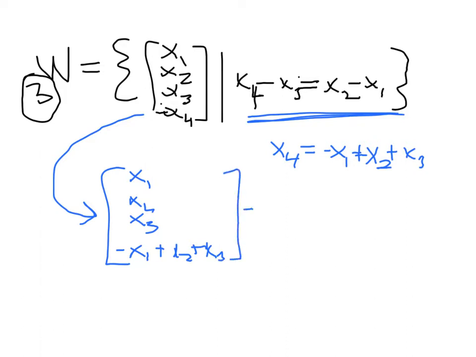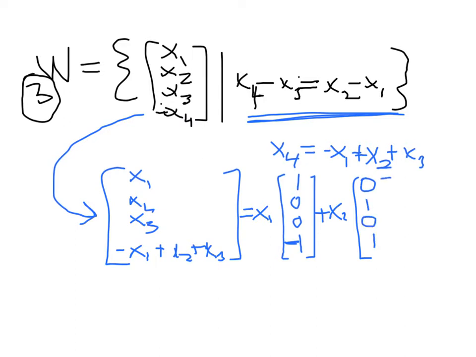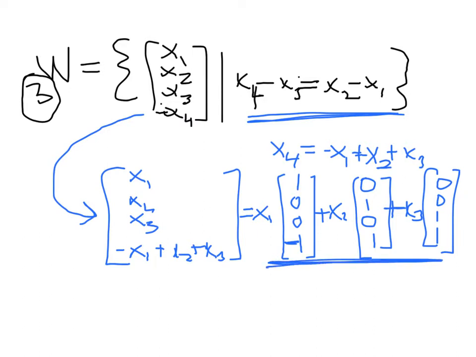And so we could break that up into x1 times the vector 1, 0, 0, negative 1, plus x2 times the vector 0, 1, 0, 1, plus x3 times the vector 0, 0, 1, 1. And this is where x1, x2, and x3 are any real numbers. So this actually describes all possible linear combinations of these 3 vectors, which then is the span.